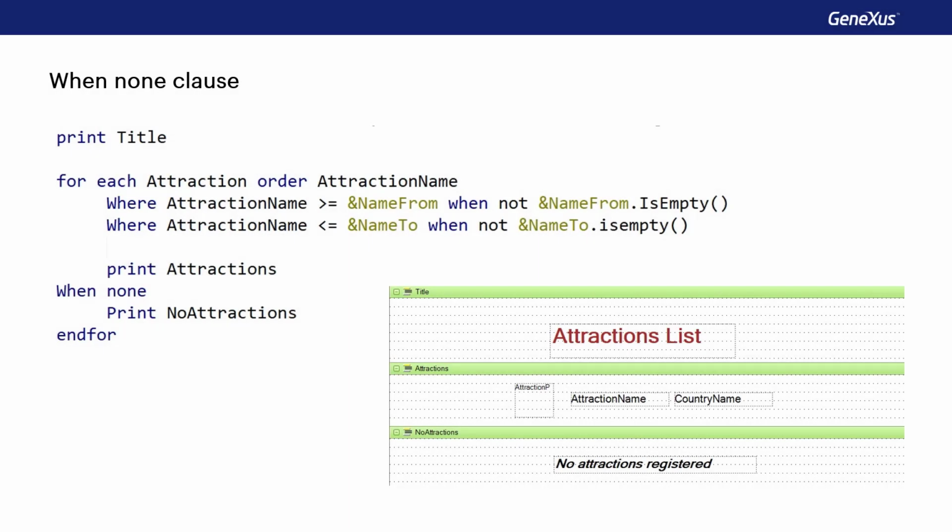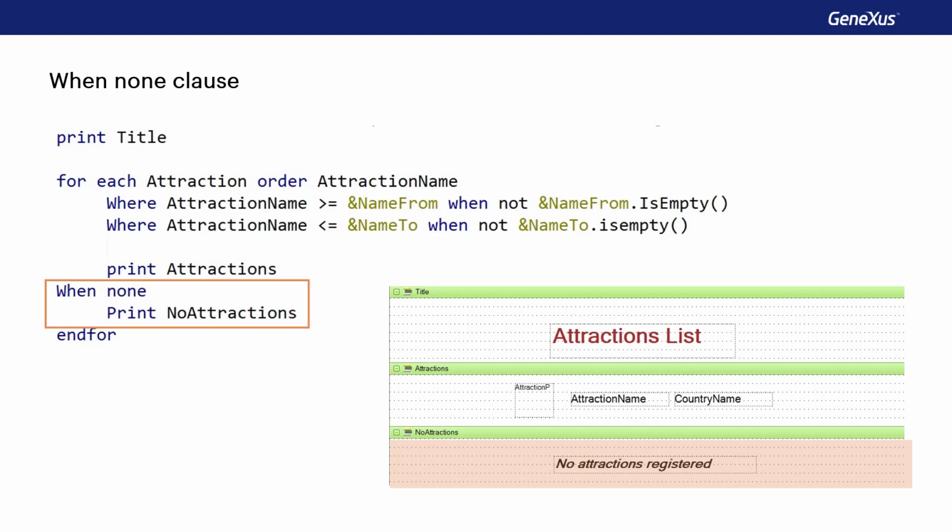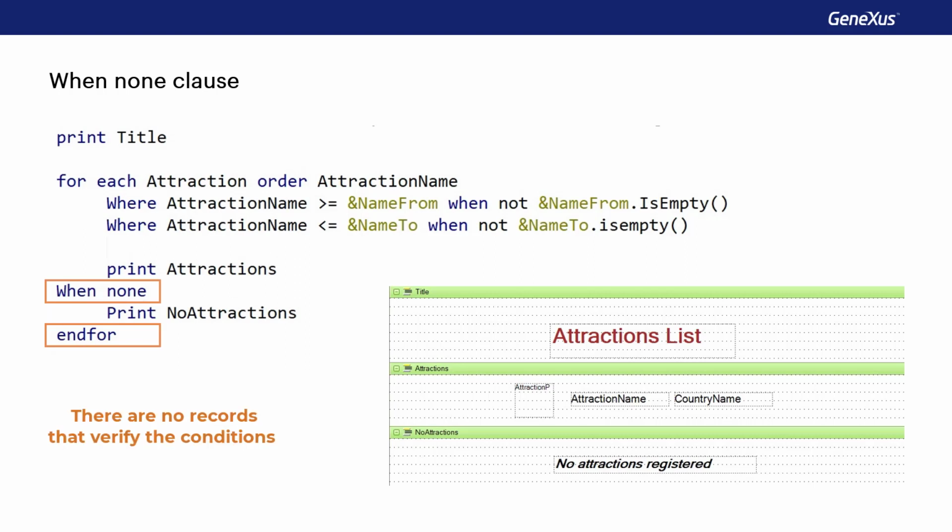Let's now move on to the when none clause. What happens when none of the records in the base table meets the conditions indicated? Let's suppose that in this case, we want to print a warning message on the output saying that there are no associated records. To this end, we'll program the when none clause. All commands written between when none and endif will be executed sequentially, and only when no records from the base table of the for each command have been found that meet the conditions indicated.